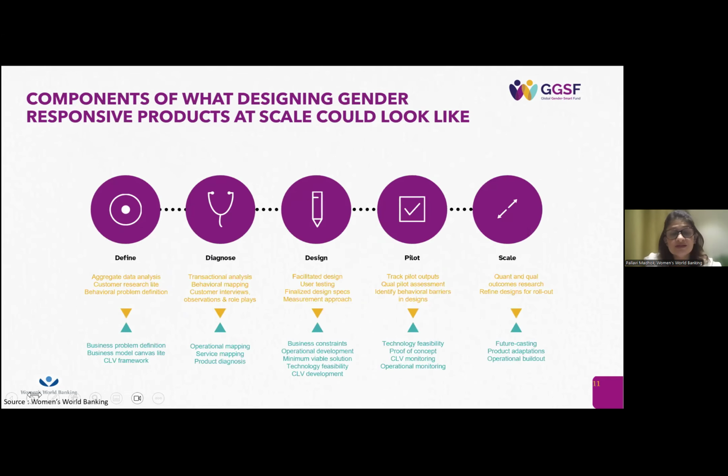There are toolkits that organizations have designed. Women's World Banking has a ready toolkit that can help you in women-centered design with a lot of tools and methods to take you through each of these 5 stages. So please Google that and check that out.